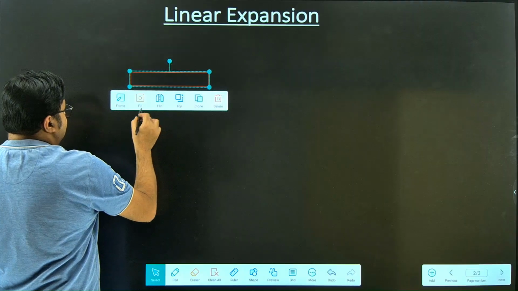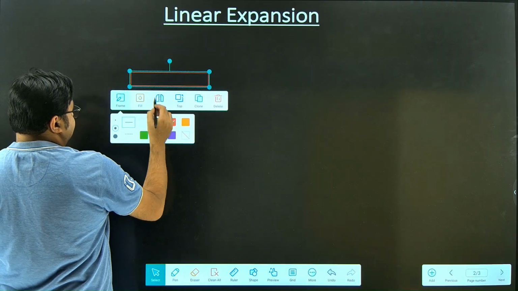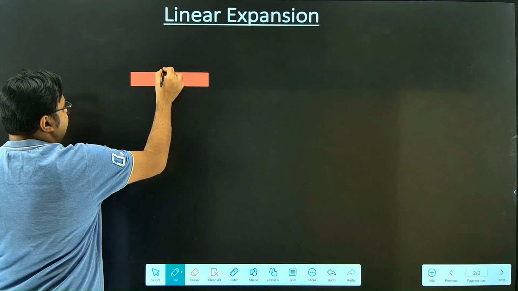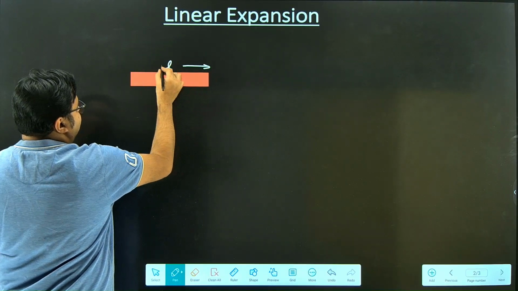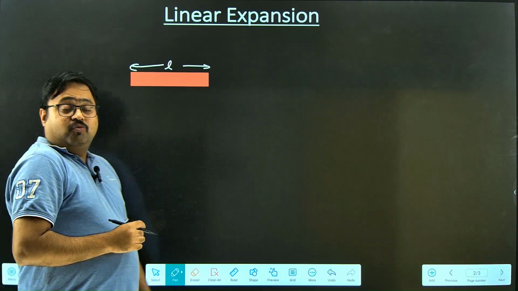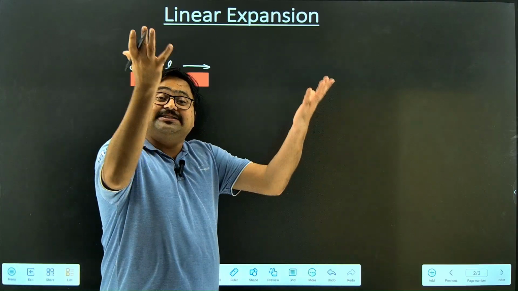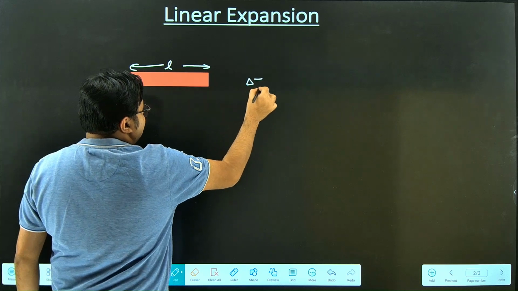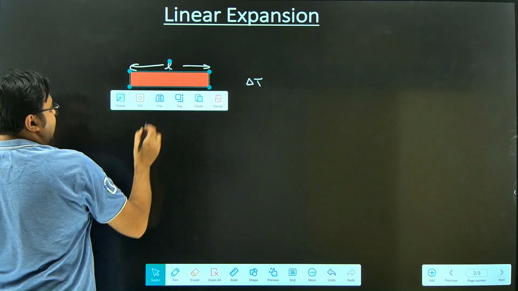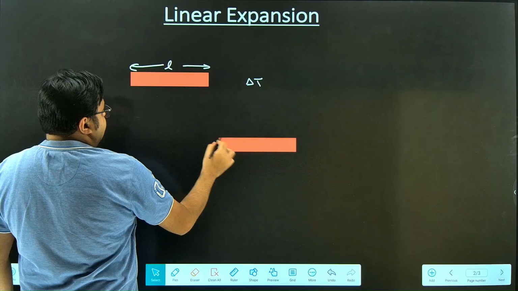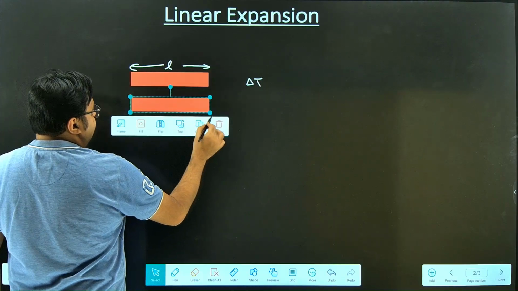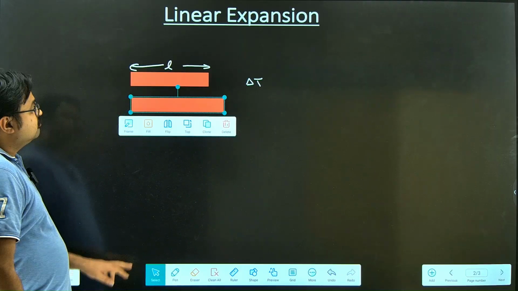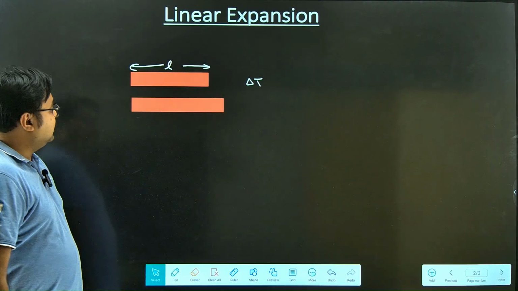So here I have an object of length L. Let's write that the length is L. What we do next is we increase its temperature. When we increase its temperature by, let's say, delta T, something interesting happens. The object gets its length increased by a little bit. So the length of the object has now increased.